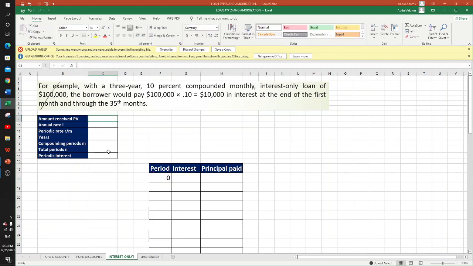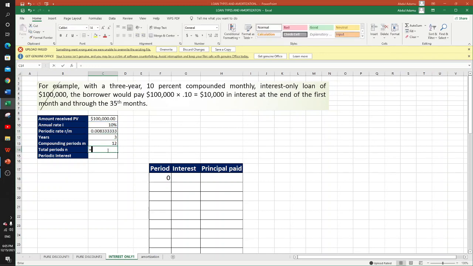Let's calculate the value first. The amount you are going to receive is 100,000. The interest rate is 10%, compounded monthly for 3 years. So the year is 3, the compounding is 12. So the periodic rate will be this divided by the compounding period. Enter, this is our rate.